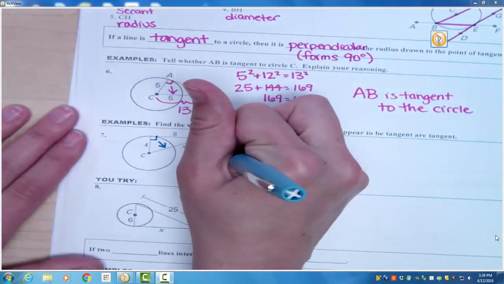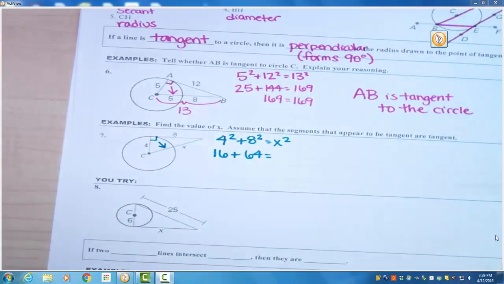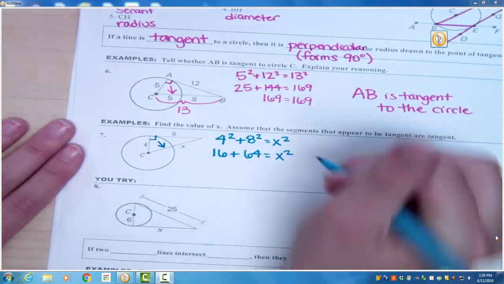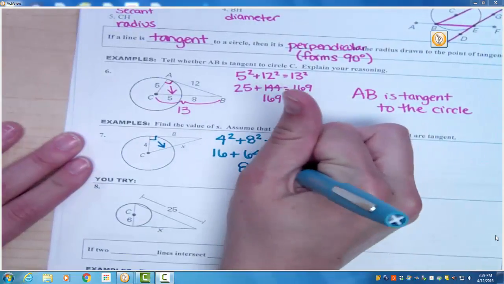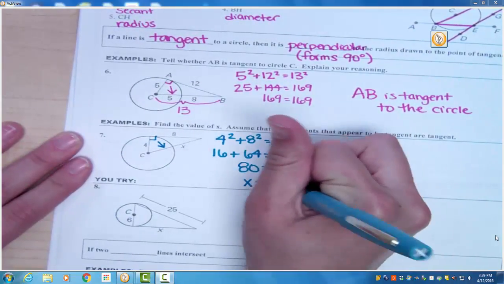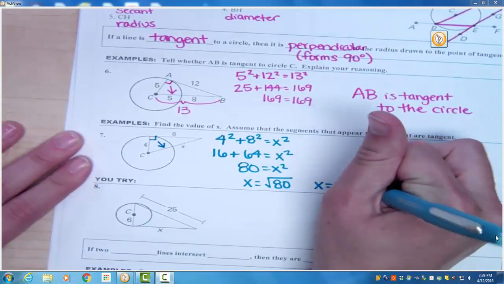4 squared is 16. 8 squared is 64. And x squared will just stay x squared. 16 plus 64 is 80, which means that x is the square root of 80. So x is 8.9.